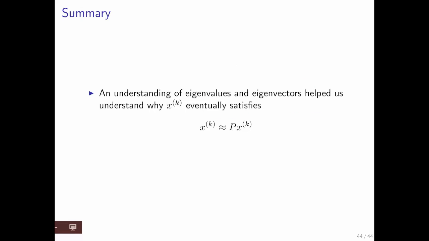So in summary, it's understanding eigenvalues and eigenvectors that allowed us to explain that when we keep hitting this vector x with P, eventually we end up with a vector that doesn't change anymore, at least not noticeably.